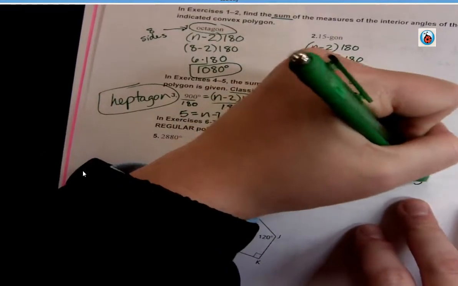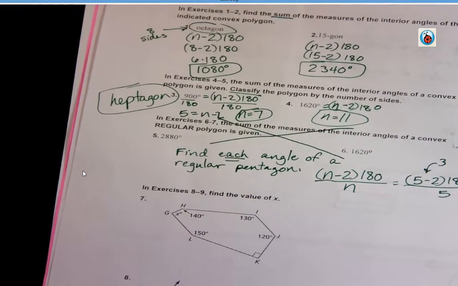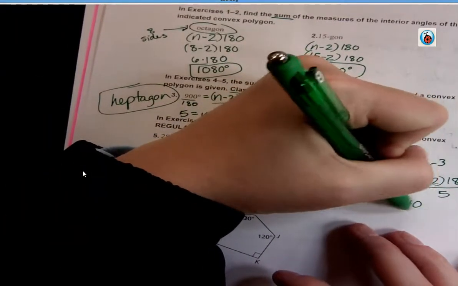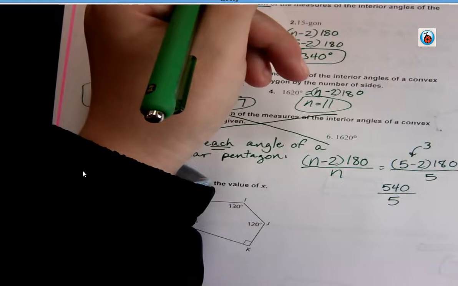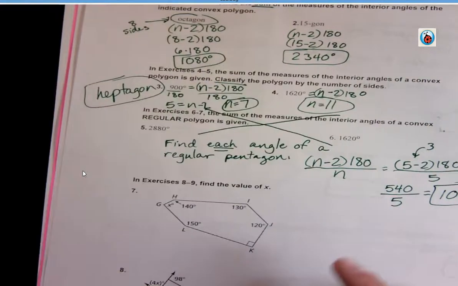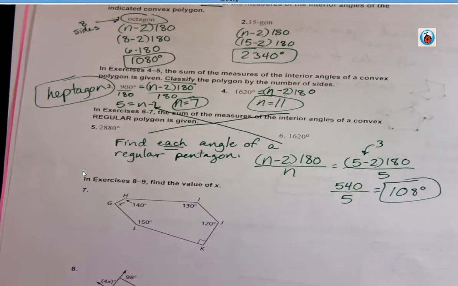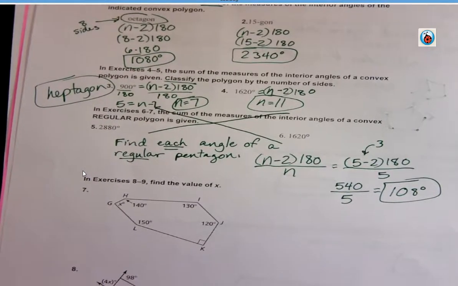So we can do that real quick. Just plug 5 in. 5 minus 2 times 180 divided by 5. So this becomes 3. And then 3 times 180 is going to be 540. And then we need to do that divided by 5. If we divide that by 5, we're going to get 108. So that means each angle of a regular pentagon, and it's important that it says regular, is going to be 108 degrees.